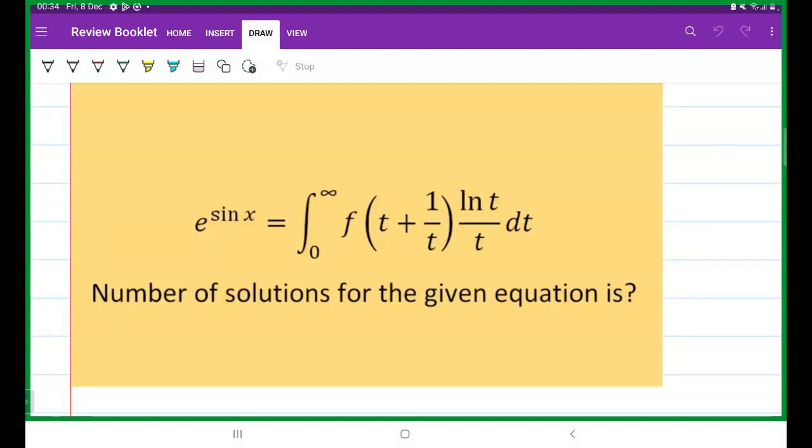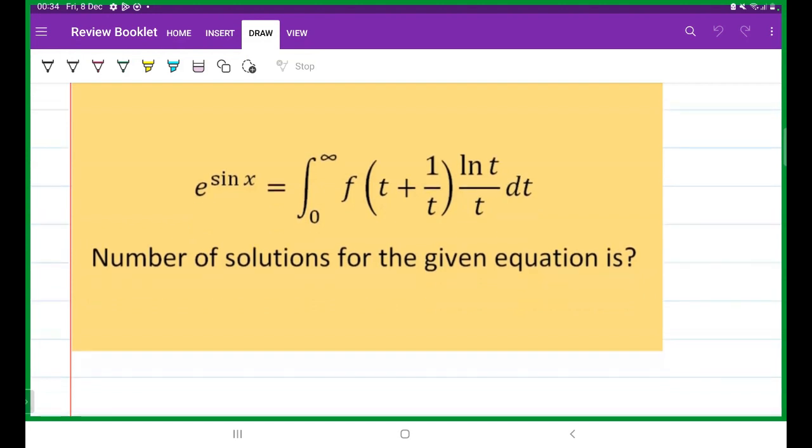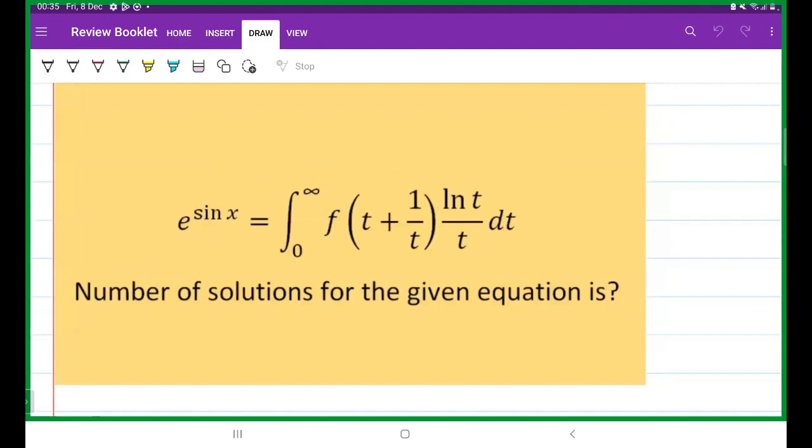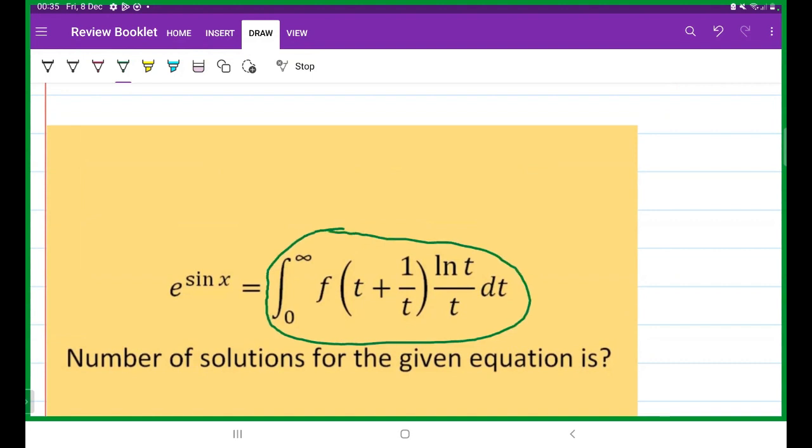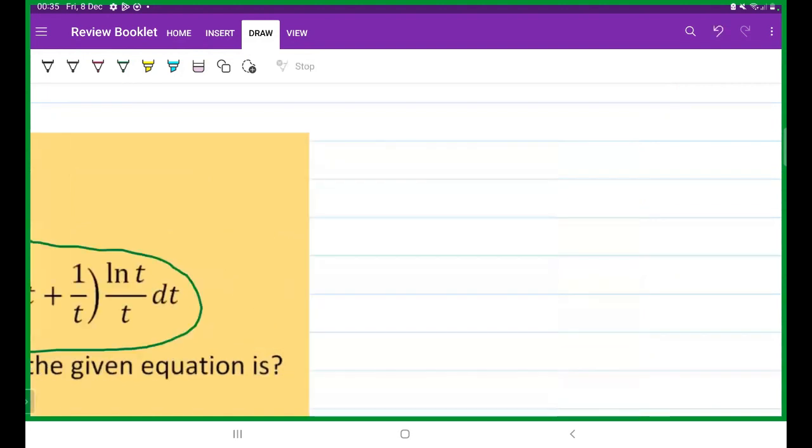Hello everyone. So we have got this interesting question from the chapter of integration. Now we have got this weird kind of integral. This is called an improper integral. For example, suppose we have got an integration like this.